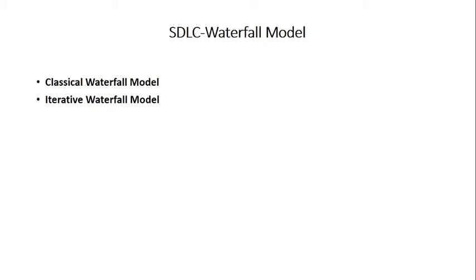So classical waterfall model, by default we call it waterfall model also, while the other one is your iterative. Iterative means where we give a feedback path due to some reason or the other. So we'll see in the further slides what this classical and iterative means.